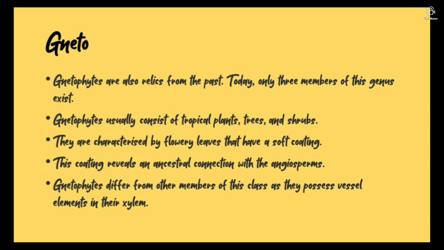Gnetophytes usually consist of tropical plants, trees, and shrubs. They are characterized by flowery leaves that have a soft coating. This coating reveals an ancestral connection with the Gymnosperms. Gnetophytes differ from other members of this class as they possess vessel elements in their xylem.